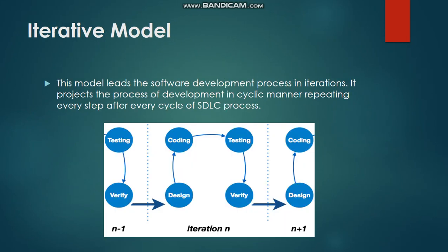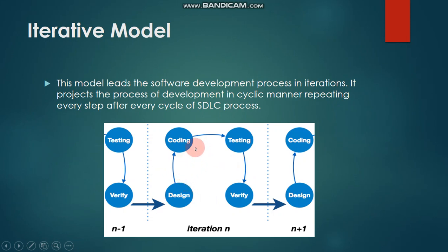And in iterative model, what is carried out is, if we have two stages, for example testing and verification, then testing and verification will be carried out. Again, there can be iteration made possible between steps, like designing, coding, testing, verification, and then again this design, coding, testing and verification, like that. If you have 4 steps, it will be iteratively carried out.